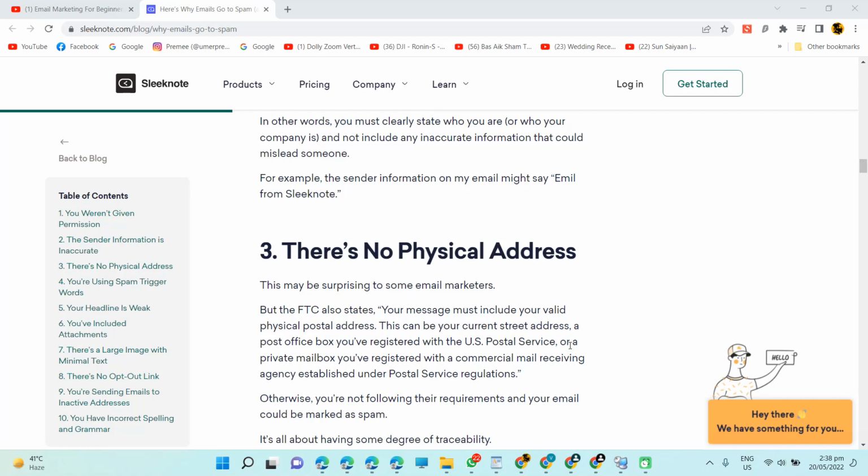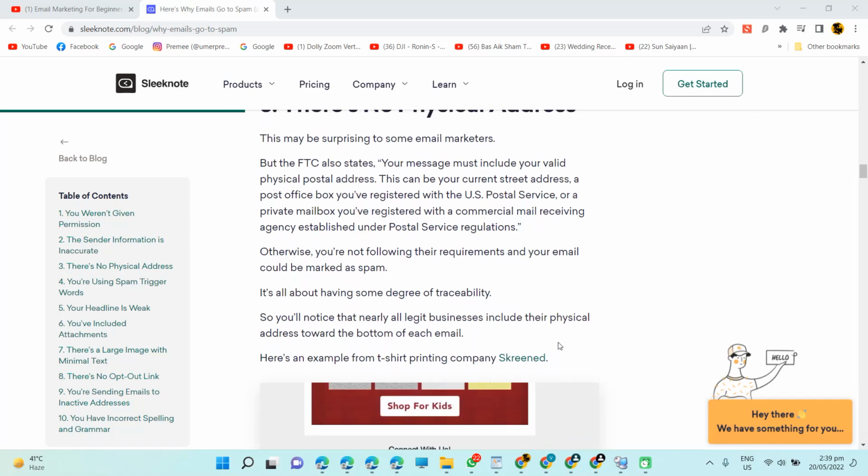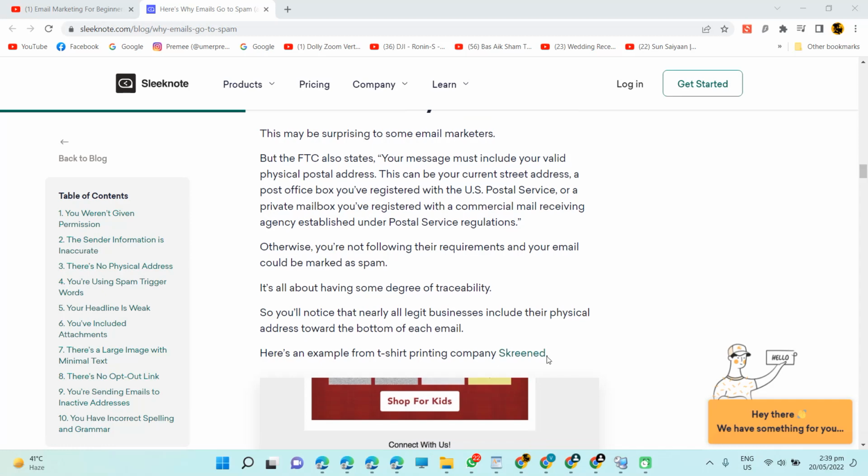This may be surprising to some email marketers, but the FTC also states your message must include your valid physical postal address. This can be your current street address, a post office box you are registered with the US Postal Service, or a private mailbox you are registered with under a commercial mail receiving agency established under Postal Service regulation. It's all about having some degree of traceability. So you will notice that nearly all legit businesses include their physical address toward the bottom of their emails.